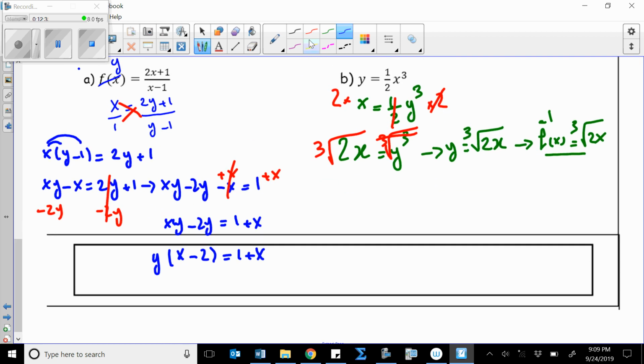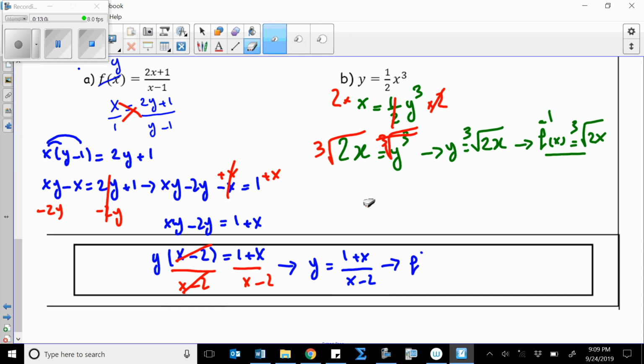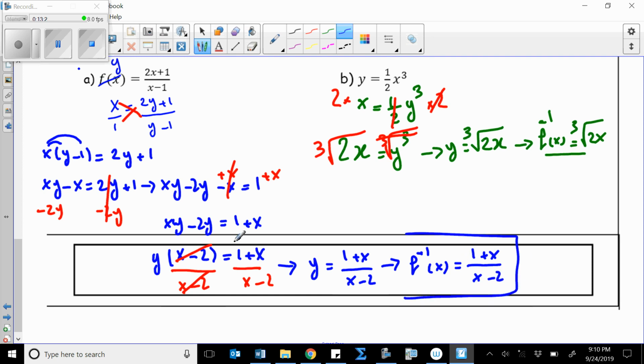Then if you just divide each side by this x minus 2, you can get rid of this parenthesis x minus 2 on this side and then have the y by itself. So these two will go away, and your y will be equal to 1 plus x over x minus 2. This is your function actually. You just need to use the right notation. f negative 1 of x is equal to 1 plus x over x minus 2. So this is our inverse function.